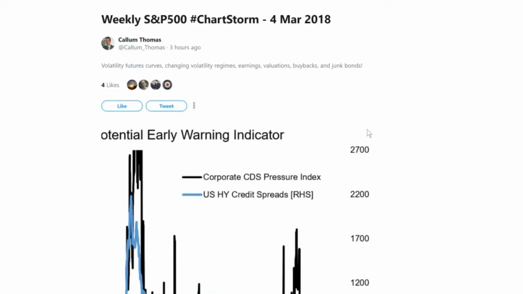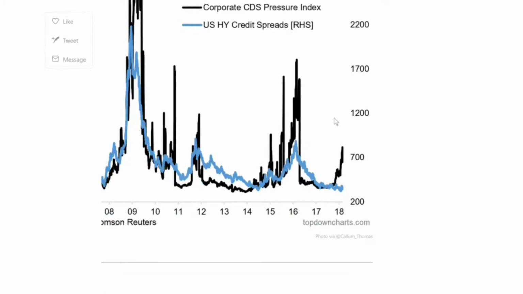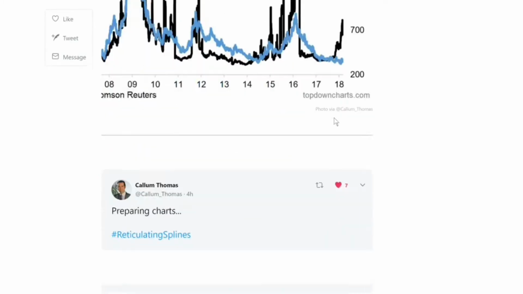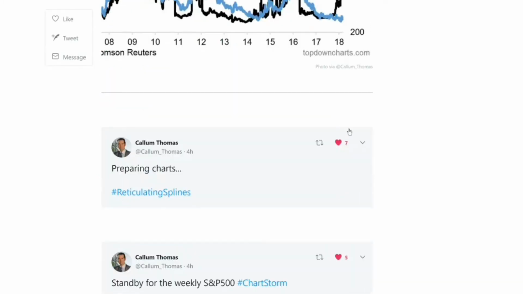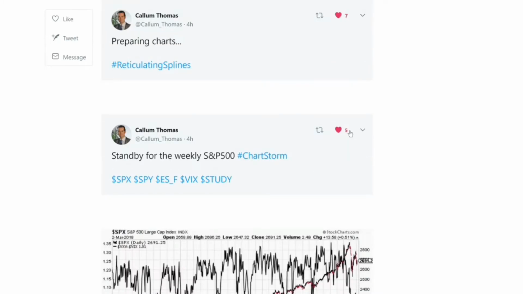Just before we get into it, this is a quick run through of the charts from the weekly chart storm that I do on @Callum_Thomas on Twitter. This is something I do weekly, and basically I'm just going to run through these and add a little bit of extra comments, context and explanation. So let's get straight into it.